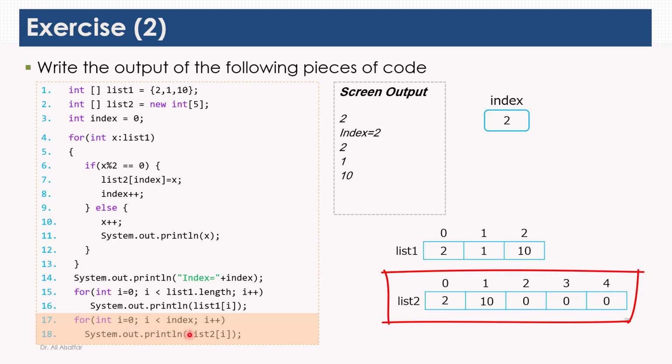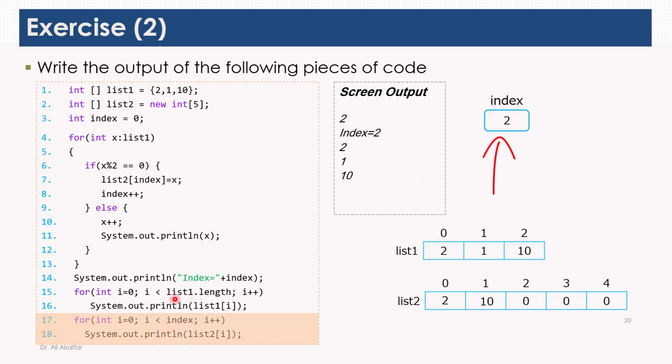In line 17, we are processing list 2 by the for loop, but i, as an index, is not going until the end of list 2. It is depending on index. So i is first 0, and since it is less than index and index is 2, the values of i will be 0 and 1 only. So what will be printed on the output screen? Only the first 2 elements of list 2. And this is the output.